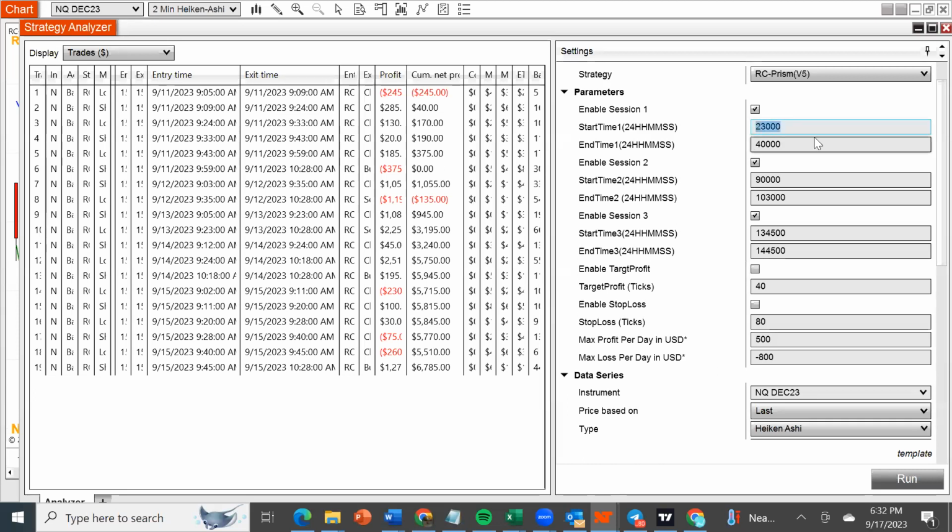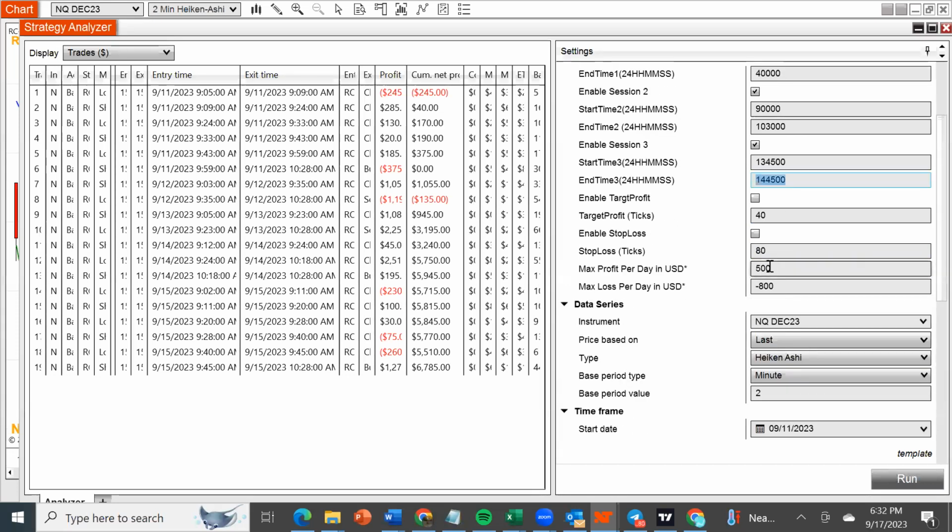Central to 4 a.m. Central, 9 a.m. Central to 10:30 a.m. Central, 1:45 p.m. to 2:45 p.m. Whenever my NQ reaches $500 profit, stop for the day. Or if I lose $800 from the top value, stop for the day.